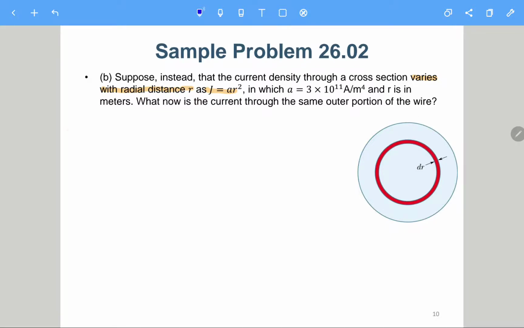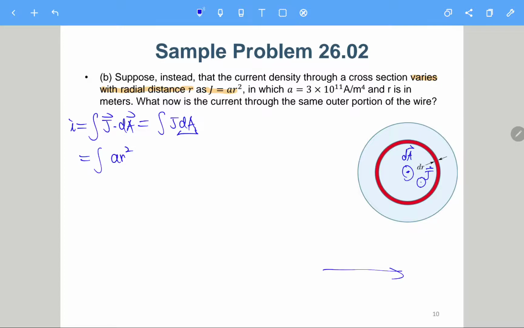So here we should calculate I by the surface integration of J dot dA. We already know that A should be maybe inside or outside the page, but it doesn't really matter, maybe outside the page. So dA should be pointing out of the page, and J also pointing out of the page. So they are parallel to each other and point in the same direction, which means it should be J dA. And J is nothing but a times r squared.